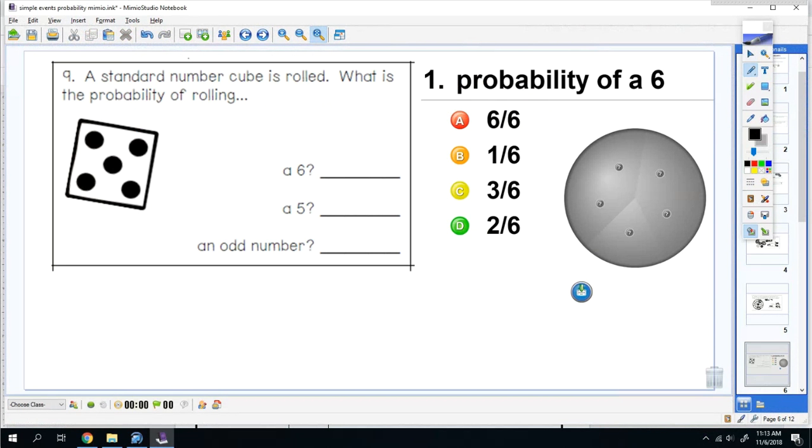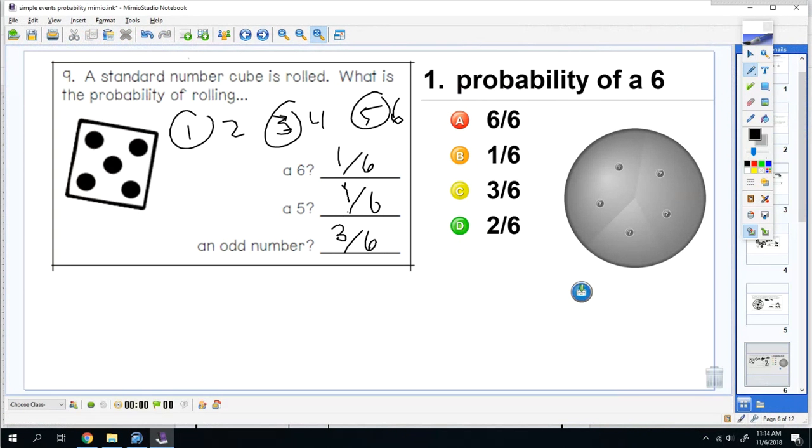Number 9. A standard number cube is rolled. What's the probability of rolling a 6? Well, you have a 1, 2, 3, 4, 5, and 6. So I have a 1/6 chance of getting the number 6 on the dice, and I have a 1/6 chance of getting a number 5 on the dice because there's only 1 five. But I have a 3 out of 6 chance of getting an odd number because I have 1, 2, 3 odds, which is 1/2.